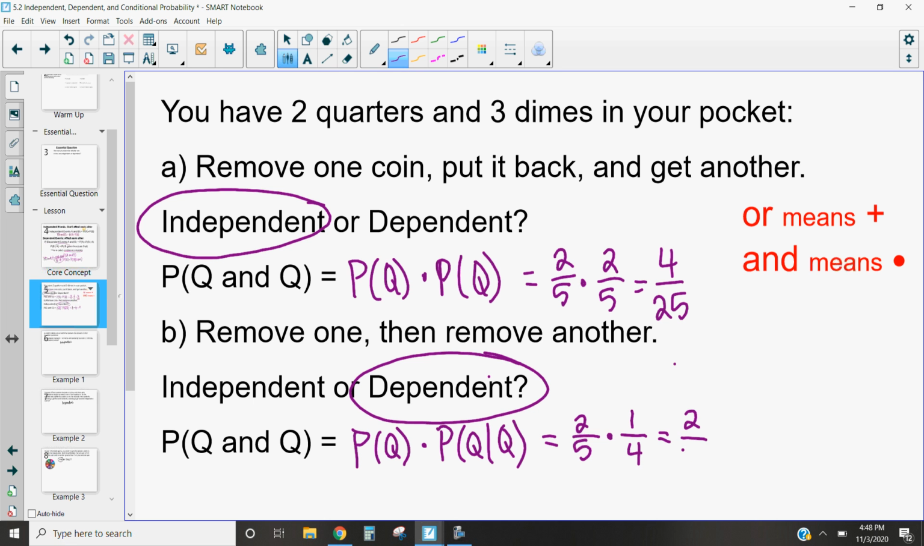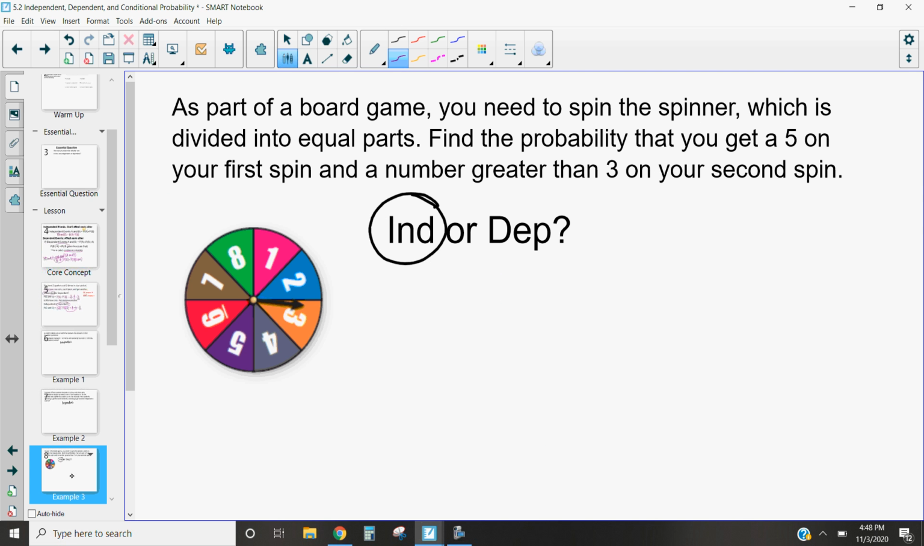So this is going to be a 2 out of 20 instead of a 4 out of 25 because this condition on us getting a quarter, if a quarter was already chosen, has to play a role there. So that's really how that conditional probability and independent and dependent calculations are affected. So let's take a look here at this next one.